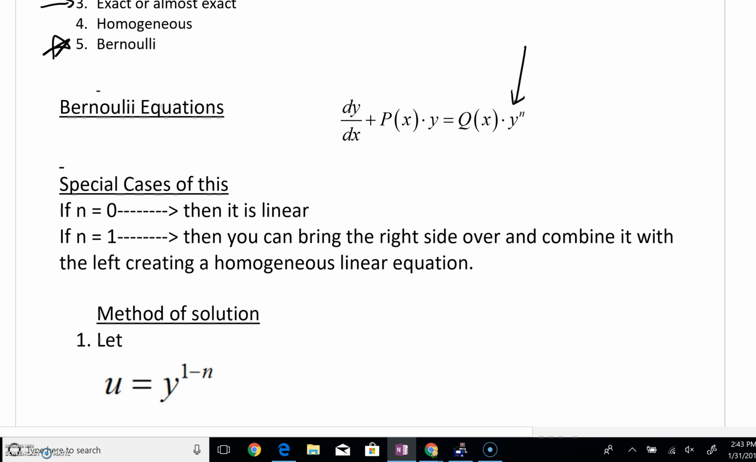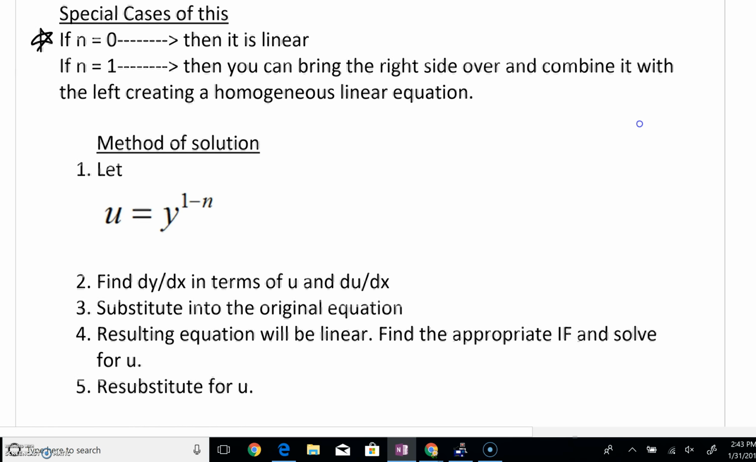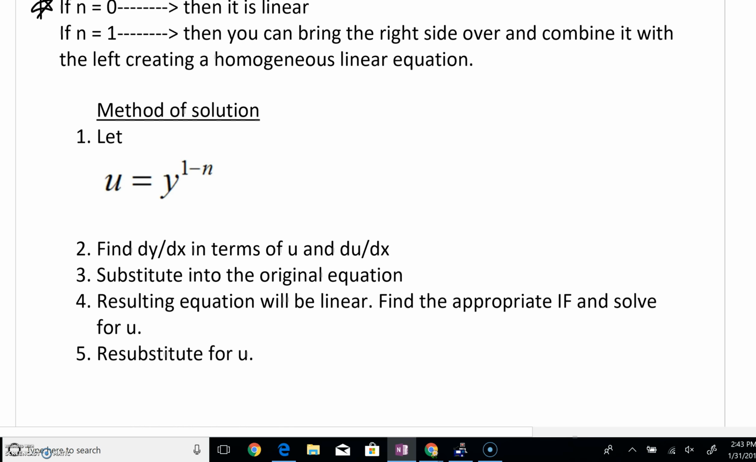It looks so much like the linears. And of course, that's what we're saying right here. If n was equal to 0, that would completely disappear. This would be a linear. If n is equal to 1, we can actually bring the right side over, combine it with the left, and it will be a homogeneous linear differential equation. But what you're going to see is, in general, when n is greater than 1, we're going to make a substitution.